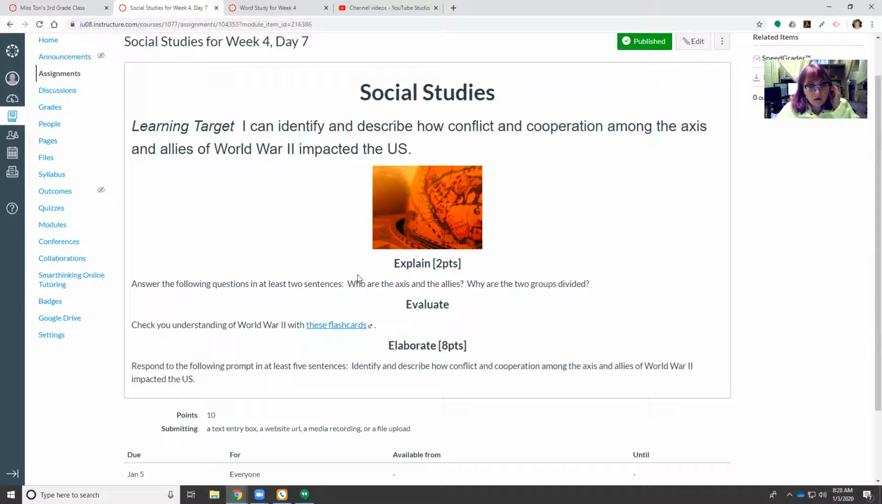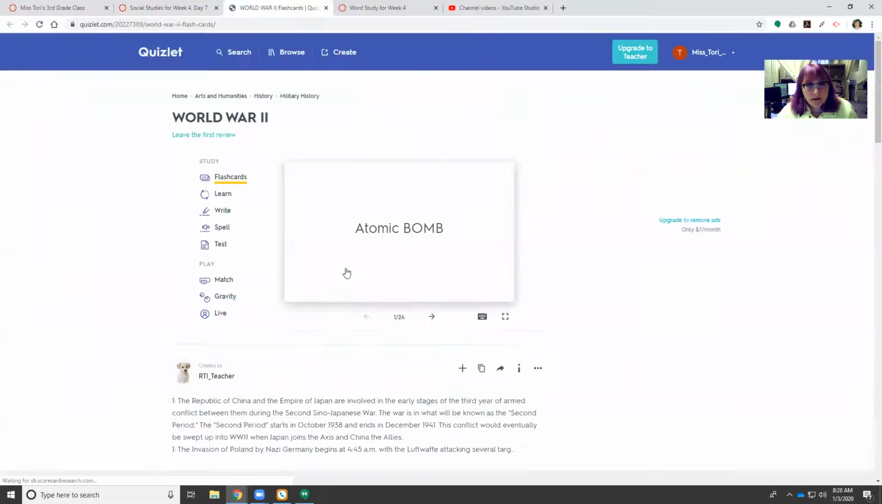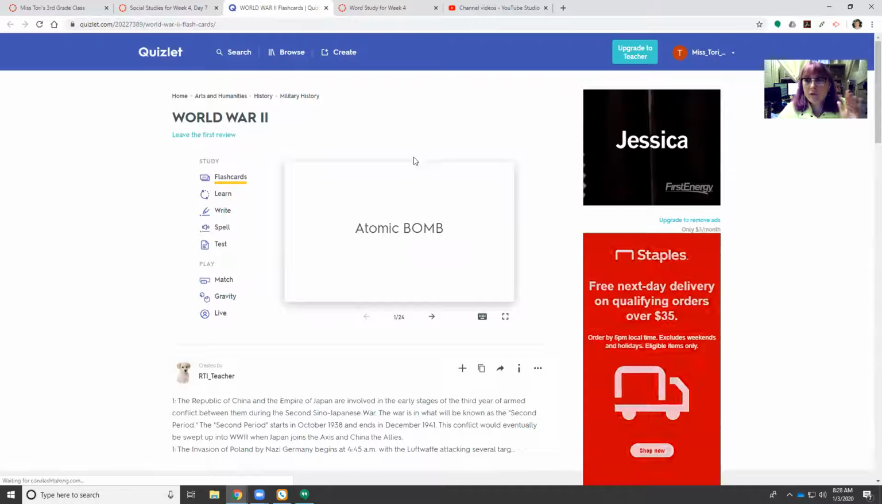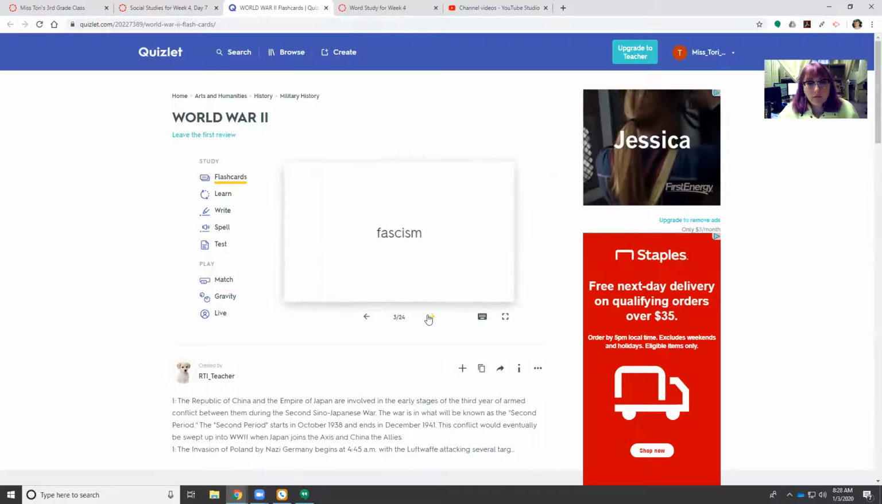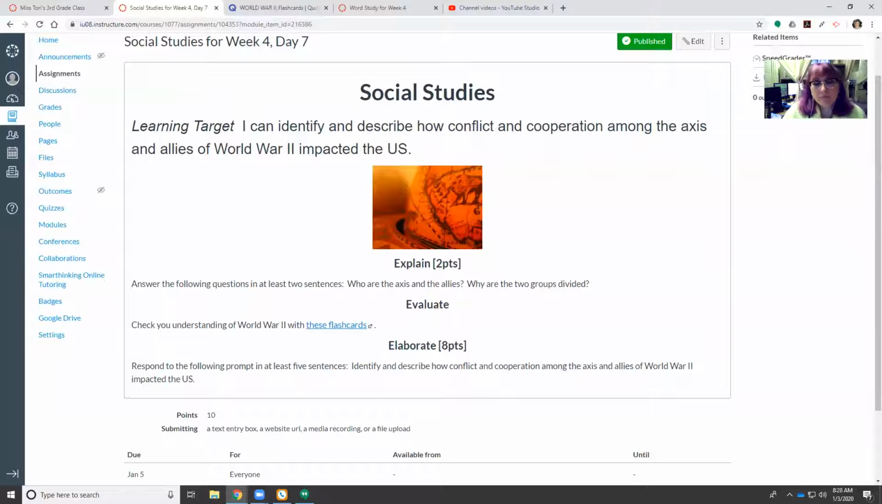Evaluate, you're going to check your understanding of World War II with these flashcards. So we open these up, and it's terms that you would have learned from your readings and watching the videos, like atomic bomb, Battle of the Bulge, fascism. Then elaborate, you're going to respond to the following prompt in at least 5 sentences. Identify and describe how conflict and cooperation among the Axis and Allies of World War II impacted the United States. So that comes right back to your learning target.